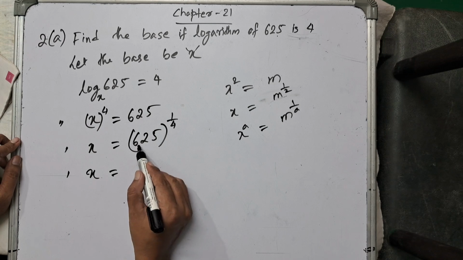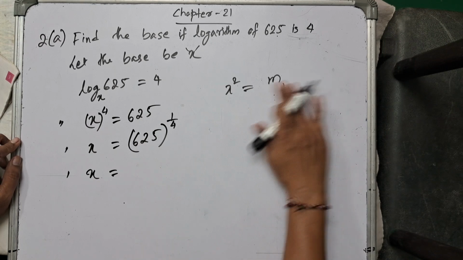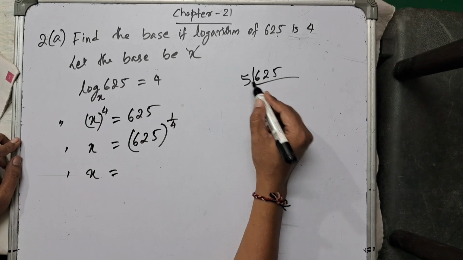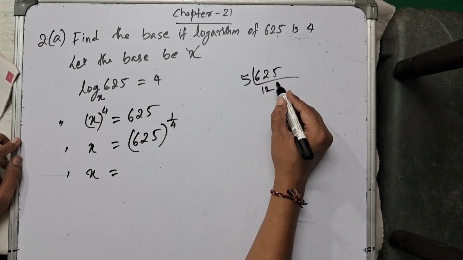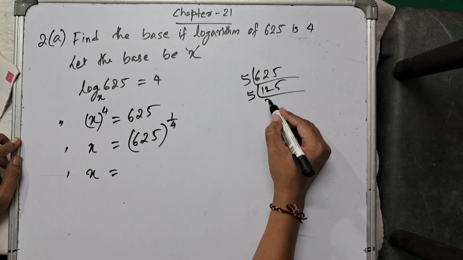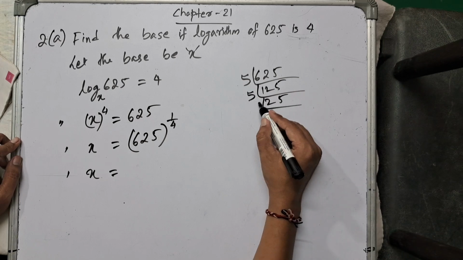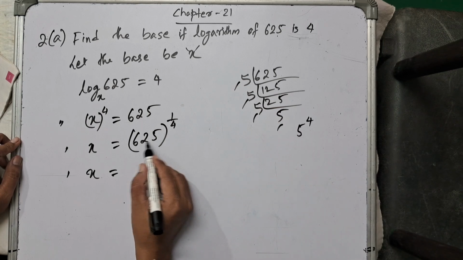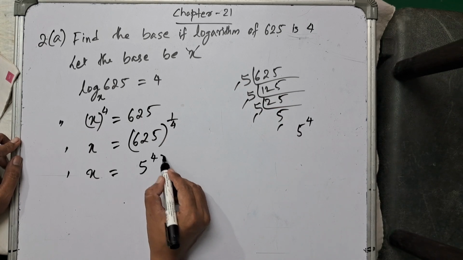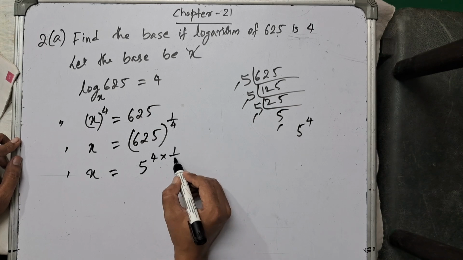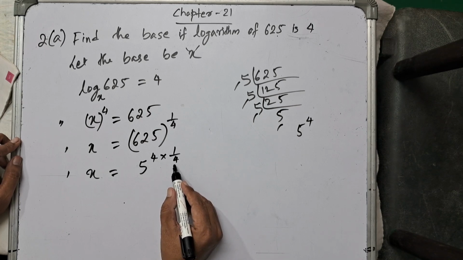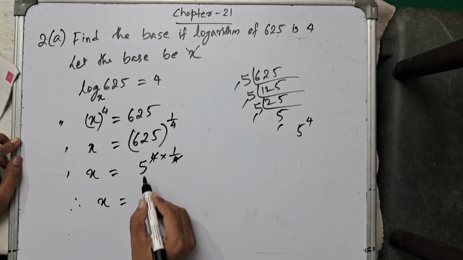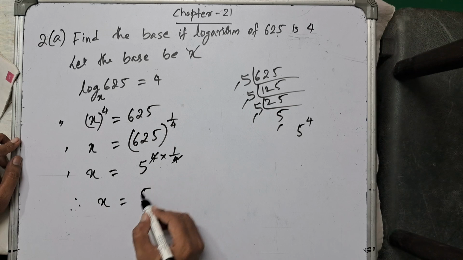Or x equal to 625, let's find the factors of 625 in terms of 5. Okay, 625: 5 12s are 60, 2 in hand, this becomes 25, 5 5s are 25, 5 5s are 25, 5 5s are 25. 1, 2, 3, 4, 5 to the power 4, isn't it? 625 means 5 to the power 4 into this 1 upon 4. So this 4 in the denominator and this 4 in the numerator will be cancelled. Therefore, x equal to 5 to the power 1, which means 5, isn't it?